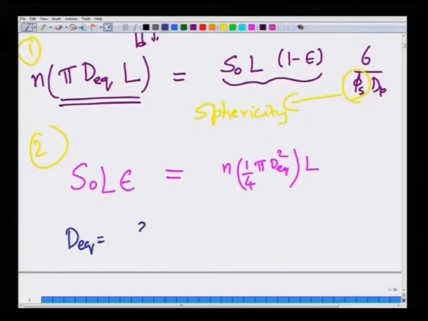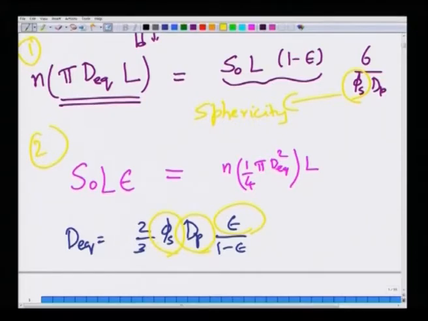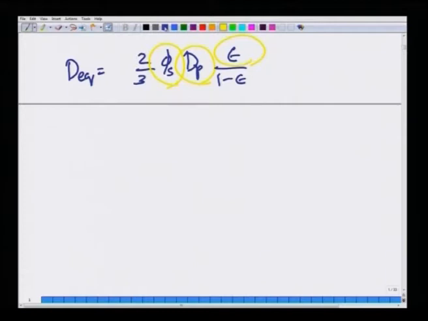So, d equivalent is 2/3 phi s dp epsilon by 1 minus epsilon. That is the equivalent diameter of a tube through which fluid is flowing, and the model is that there are n such tubes that model a bed of particles of porosity epsilon, particle diameter dp and sphericity phi s. Now, the next thing is what is the pressure drop.